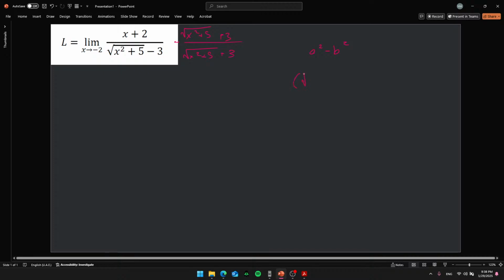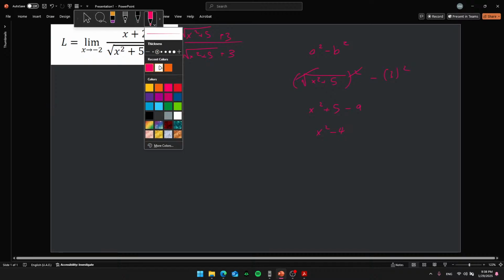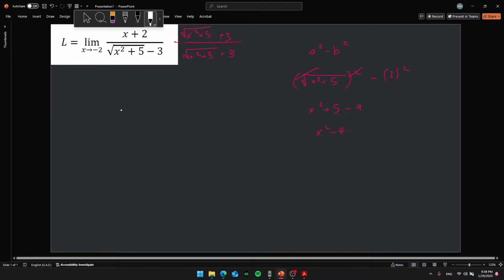So x squared plus 5 squared minus 3 squared. The square will cancel the radical, so x squared plus 5 minus 3 squared is 9. So x squared minus 4. Okay. 3 squared is 9, yes. Limit x negative 2, x plus 2.